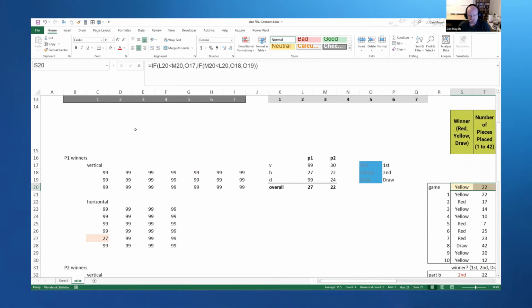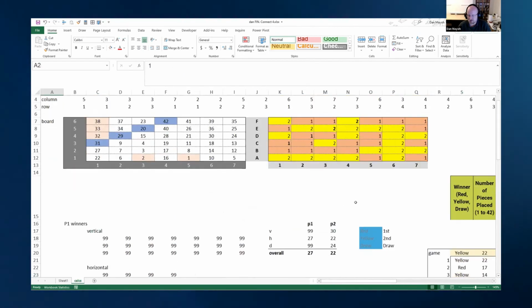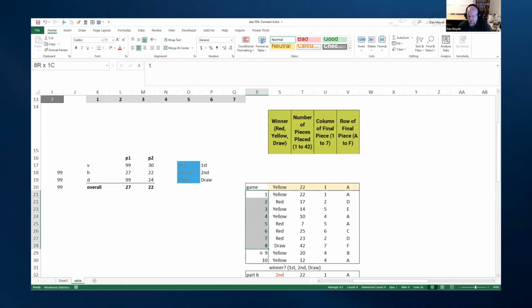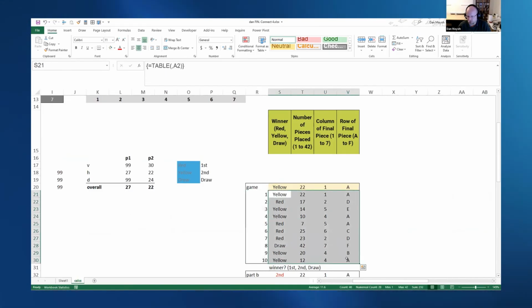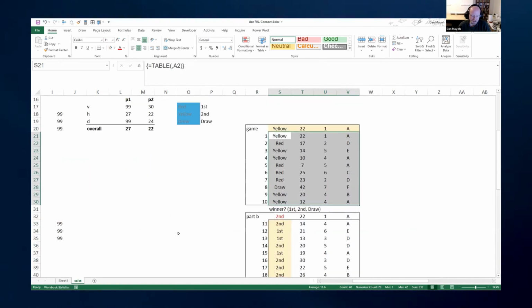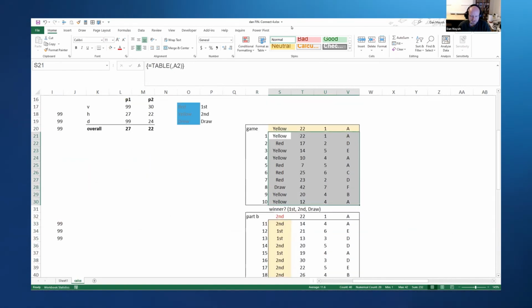And I said it was all triggered by this one cell, the games 1 through 10. And then a quick data table, searching that through 1 through 10, gave all of the answers for part A of the game. So that was the long-winded answer of how I approached the diagonals.